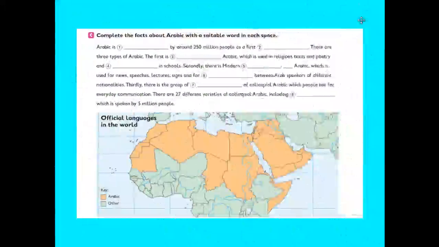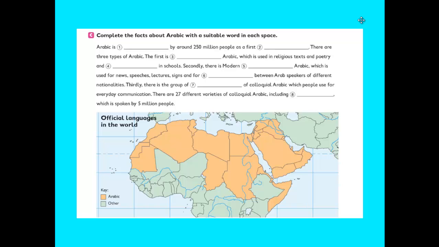Now let's move to practice number C in our course book, page number 96. Complete the facts about Arabic with a suitable word in each space. Here we have 8 spaces. We have to fill in these spaces with suitable words.